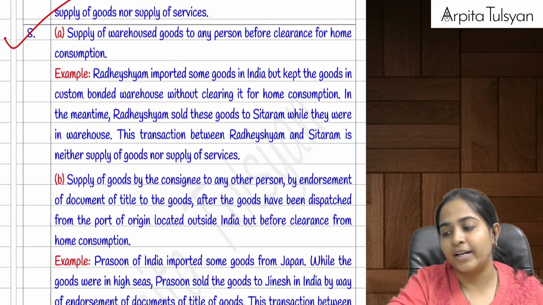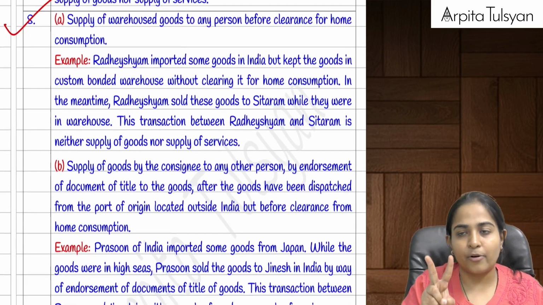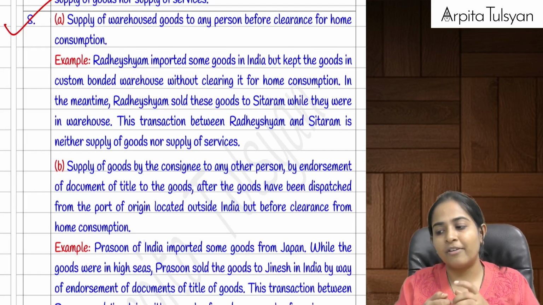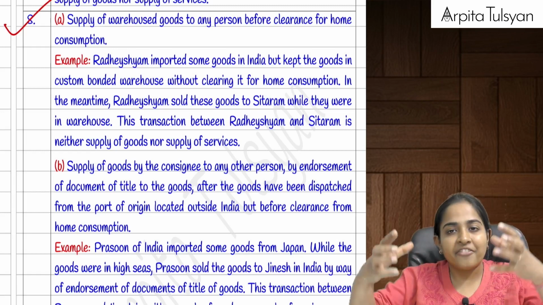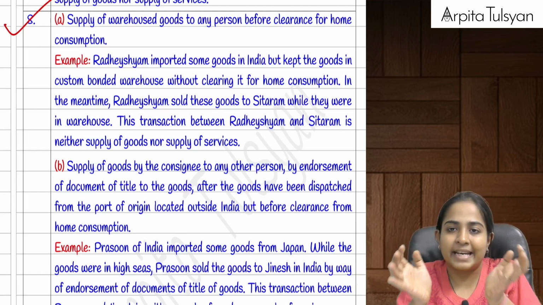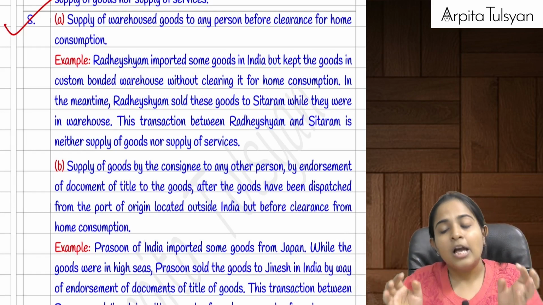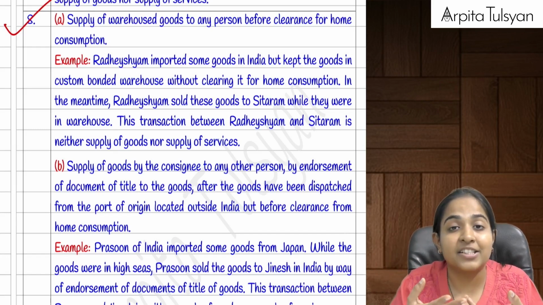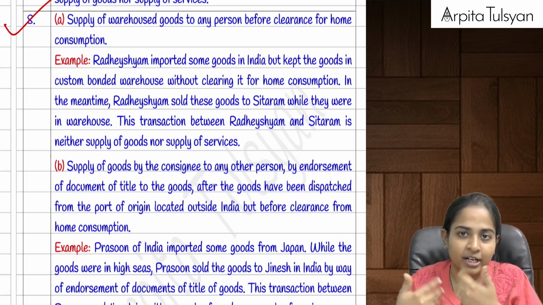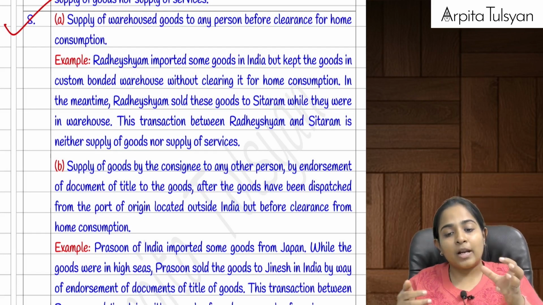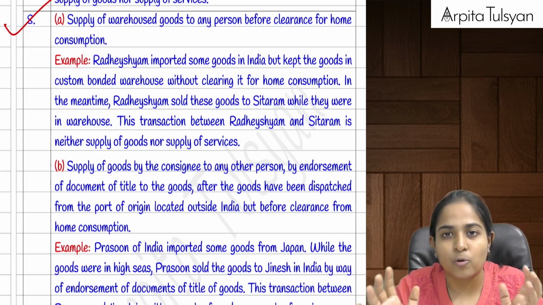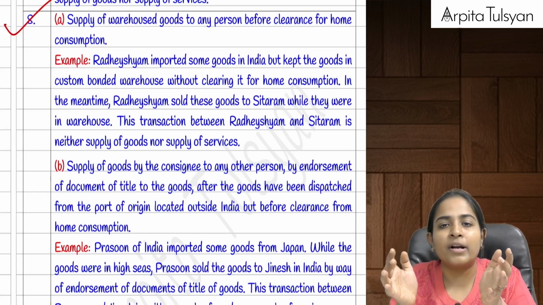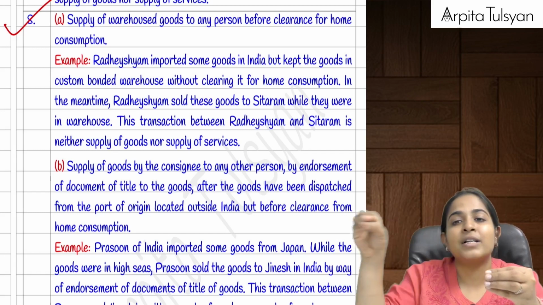And the last point coming up here has two parts. First one: let's say you imported some goods and you have warehoused them, kept the goods in a warehouse at the customs port. You have not yet cleared them for home consumption, meaning you have not paid the customs duty on them and have not brought them to your own godown. The goods have just come from the ship or by air and are kept in the customs bonded warehouse, and from there itself you are selling them to someone.